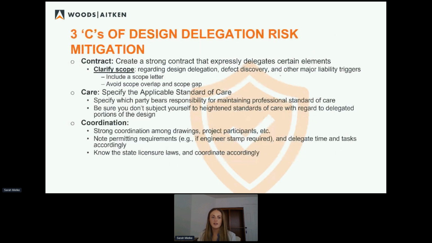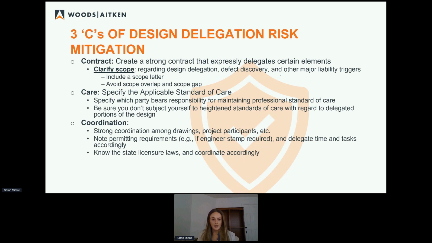So that leads us then to what I have dubbed the 3 C's of design delegation risk mitigation. First of all, create a strong contract. Expressly delegate certain elements of the design. Figure out what your scope is and put it in your contract. If you're going to start with AIA general conditions, fine, but make sure you make it applicable and tailor it to your specific contract. Because if you don't and you ride the wave of the general contract provisions, there's probably going to be a scope gap or a scope overlap. In those situations, there's a chance you could be on the hook for this stuff.